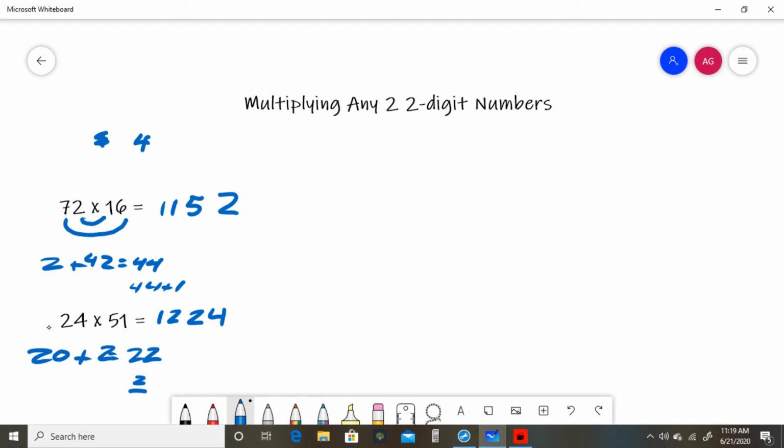Then, multiply the tens digits. 2 times 5 is 10, plus our carried 2 is 12, so 24 times 51 is 1,224. And that does it for multiplying any two two-digit numbers.